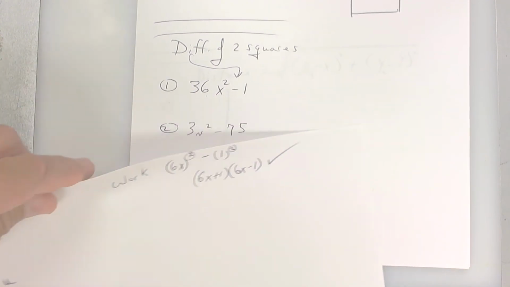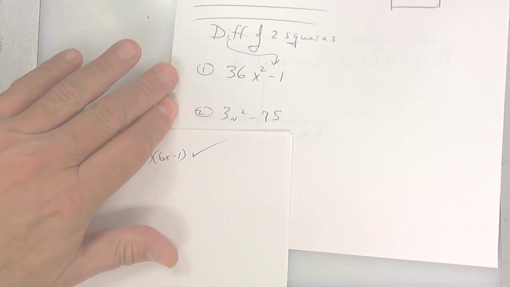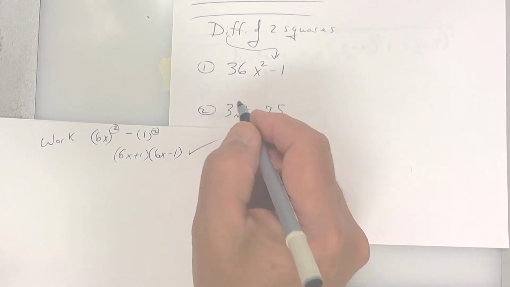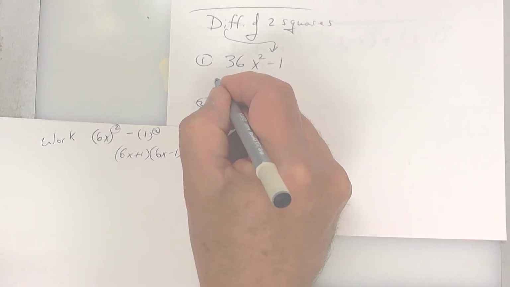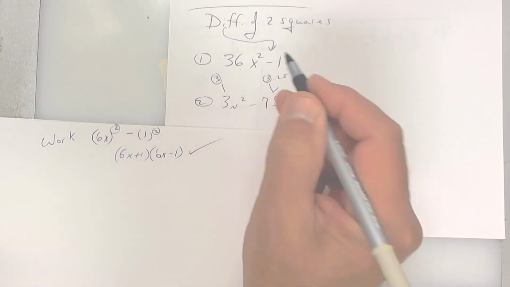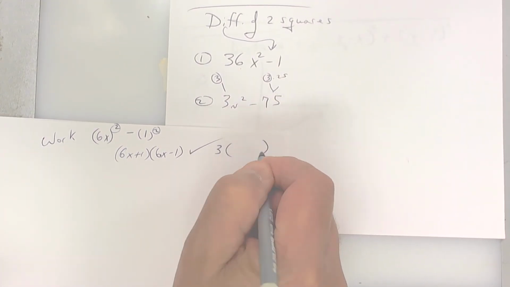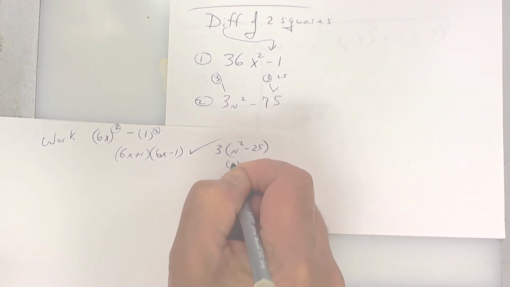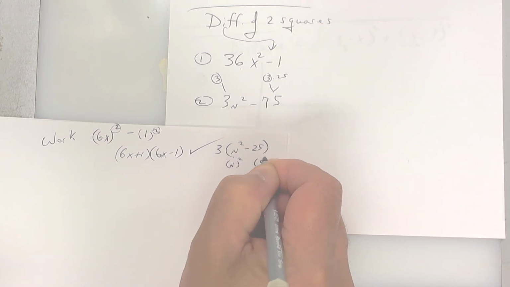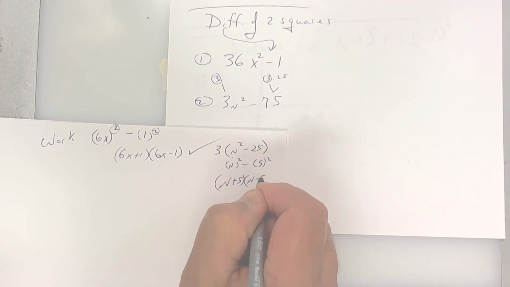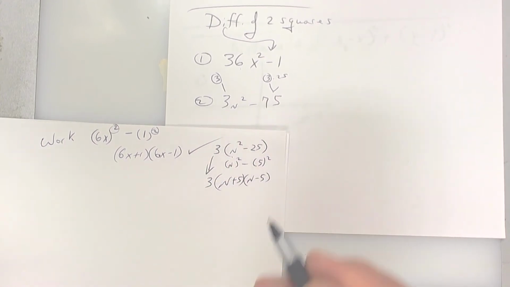Watch again. This one right here, 3 is not a perfect square, nor is 75. But you can take out a 3. So you're going to first factor out a 3. This one is 3 times 25. So they have a 3 in common. So you're going to take a 3 out, and you're left with n squared minus 25. Well, this is a perfect square, and this is a perfect square. So it's going to be n plus 5 and n minus 5, and bring down the 3. And that's it. And that's how you factor that one.